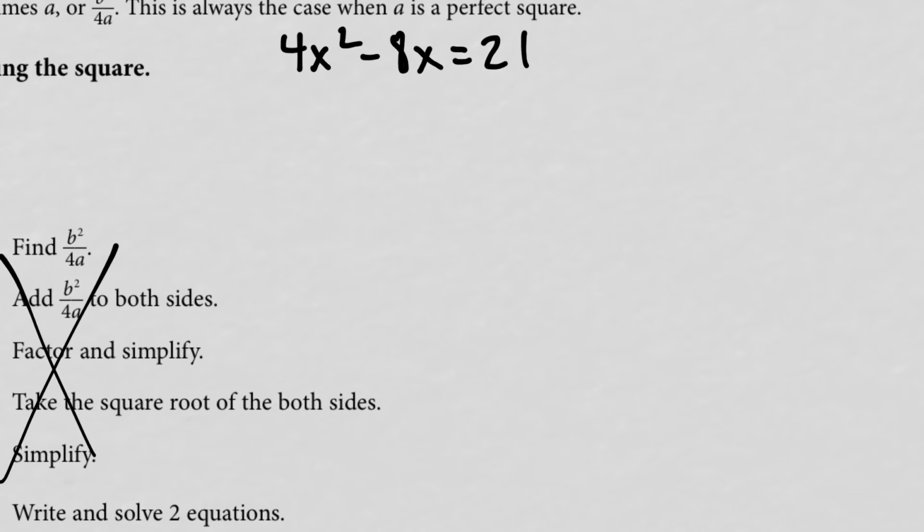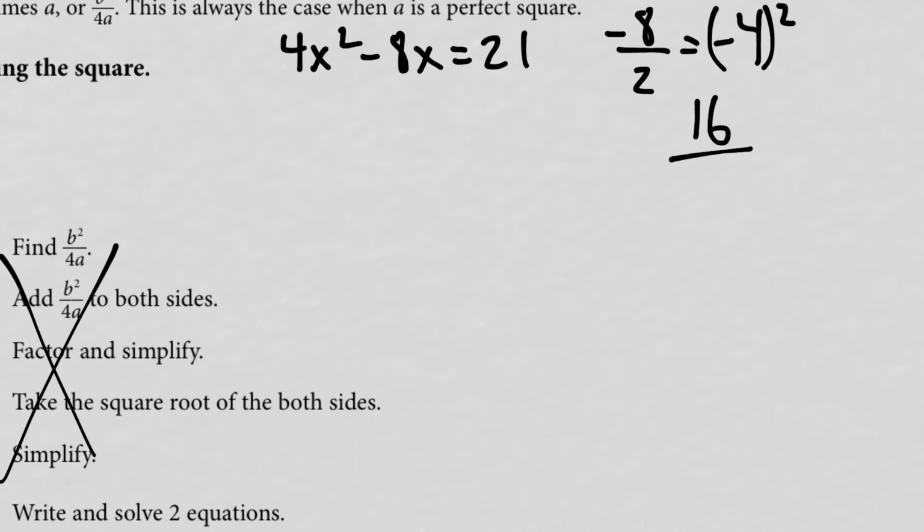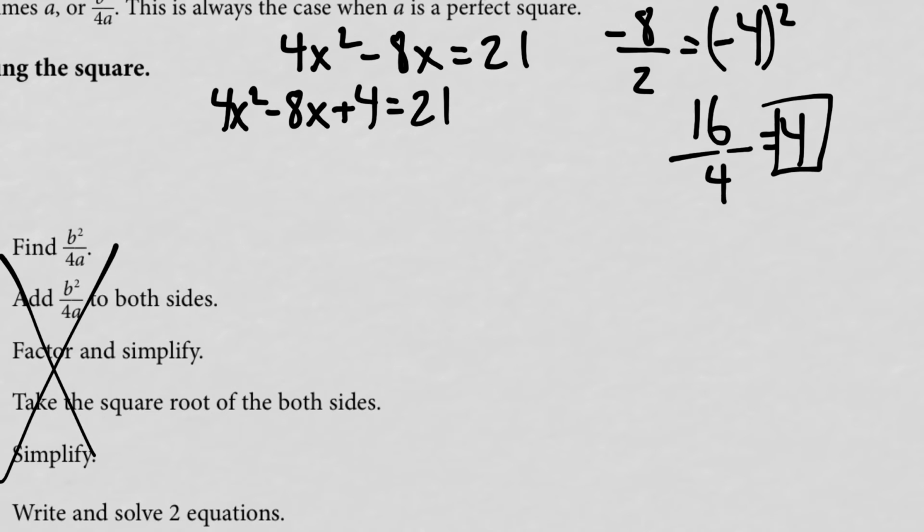Great. It works. Then look for b. In this case, it's negative 8. You're going to half it. Cut it in half. That's negative 4. Square it. Negative 4 squared. That's 16. Don't add it yet. What you need to do is divide by a, whatever a happens to be. In this case, a is 4, so I'm going to divide by 4. So when I divide 16 by 4, I get 4. That's your magic number. Now you add it. Okay? So now my new equation looks like this: 4x squared minus 8x plus 4 equals 21 plus 4.